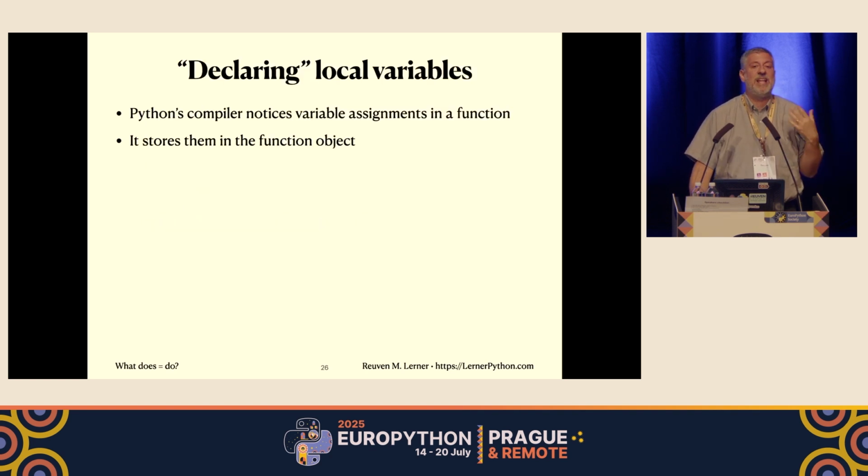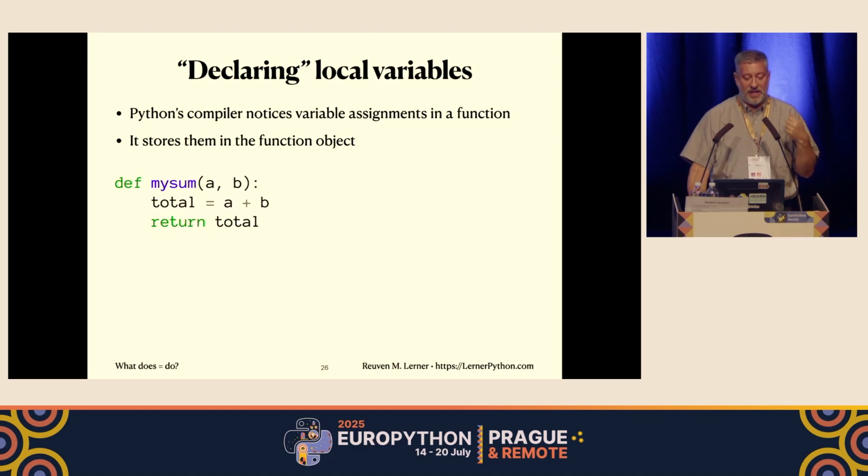How do we declare a variable to be local? Well, the Python bytecode compiler notices that we are assigning to a variable inside of our function, and it says, aha, I'm going to keep track of this. This is a local variable. And it stores a tuple of those variable names in the function object.